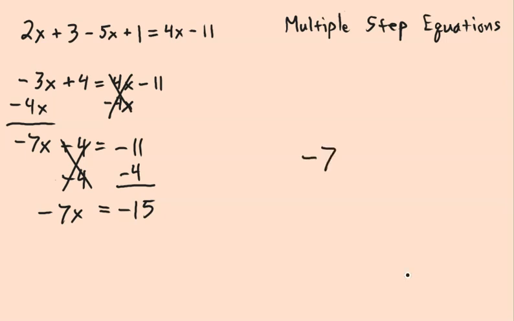multiplicative inverse of negative 7 is negative 1/7. Okay? So if it's a negative value, its multiplicative inverse is also negative. So what we're going to do here is multiply by negative 1/7. And over here, we're also going to multiply by negative 1/7.